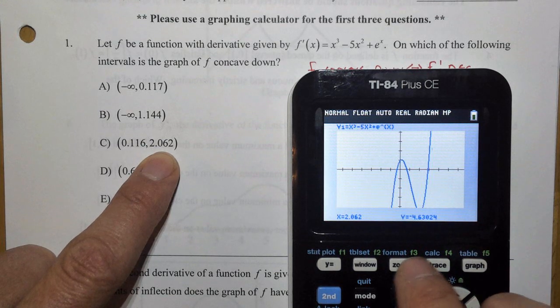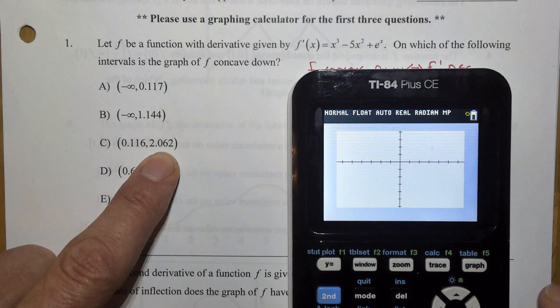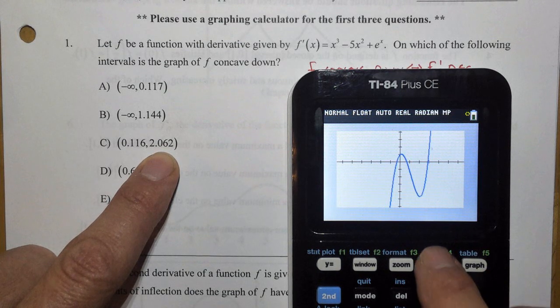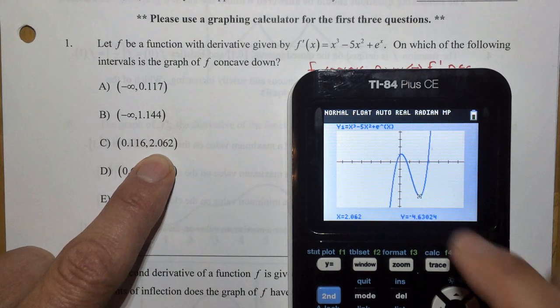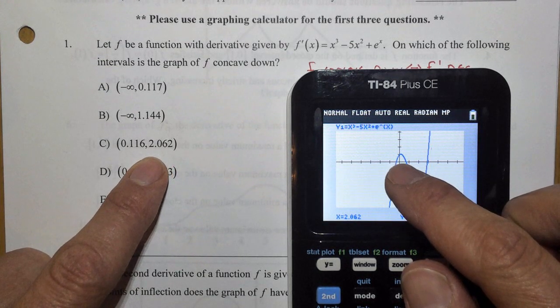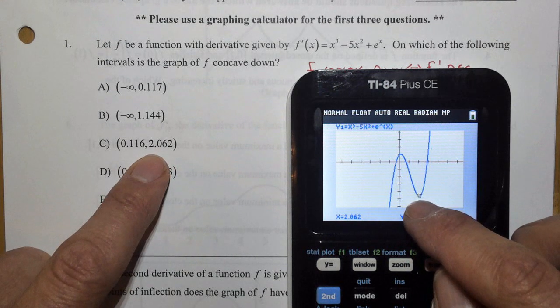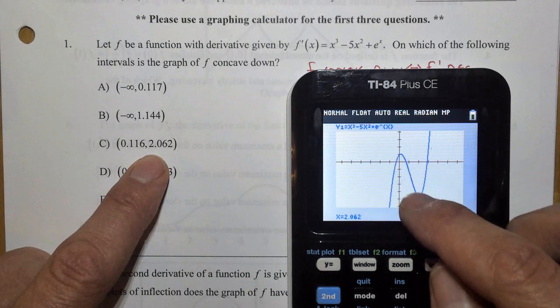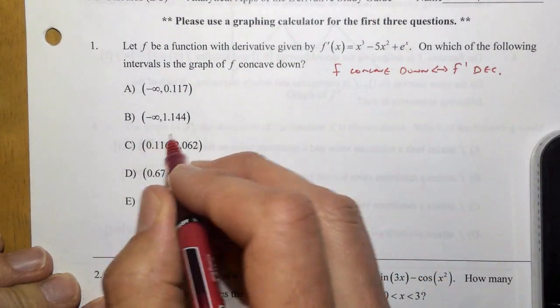Then again, let's trace to 2.062 and make sure that gets us to the bottom of the curve there. It's actually off the screen, so I'm going to have to change my window real quick and drop my y min down a couple more. Let me pull up the graph again. All right, and we'll trace to 2.062, and there it is. So we can see that the max of the derivative is at 0.116, and the min is at 2.062. So the function is decreasing in between, and when the derivative is decreasing, the original function is concave down.